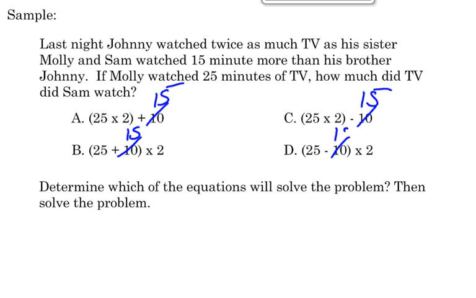Make sure you understand that as you work with this. Then, after you figure out whether it's A, B, C, or D, actually solve the problem, whatever the question is. If Mom watched 25 minutes of TV, how much TV did Sam watch? That is less than 40.